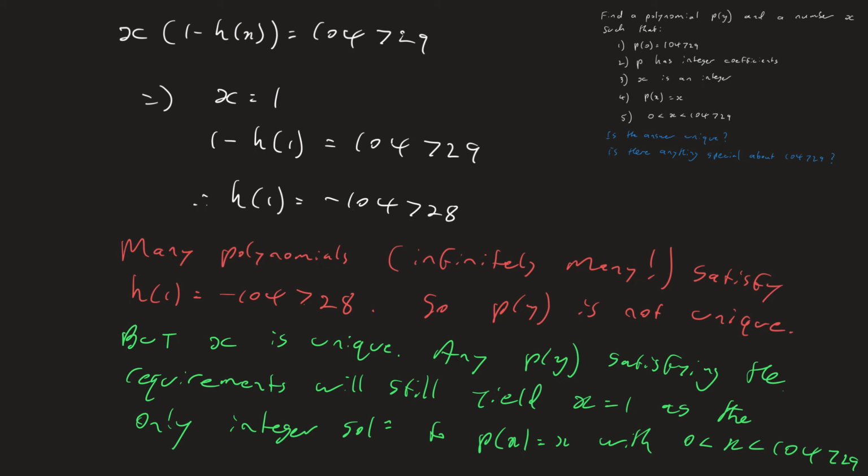And there's an infinitely many number of such polynomials that satisfy this constraint here. So P of y is not unique. It takes a particular form. I can write down an arbitrary P of y that satisfies this. Indeed, P of y is equal to h of y times y plus 104,729, where h of y satisfies this condition here. Any solution of this is of this form here, so to speak. But it doesn't matter what polynomial I have for P of y, if it satisfies all of this, x equals 1 is the unique answer.